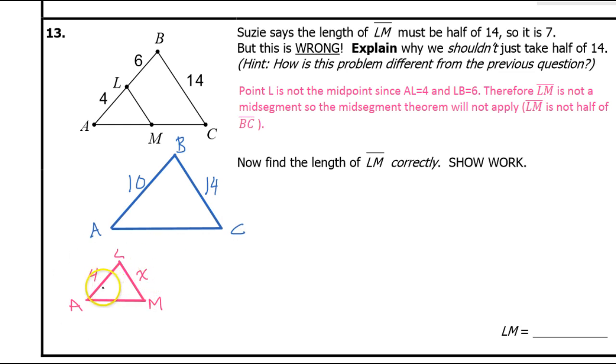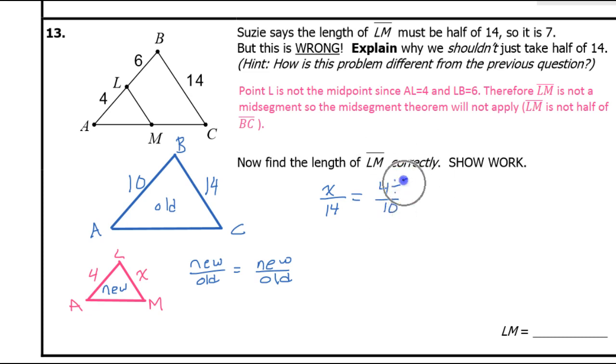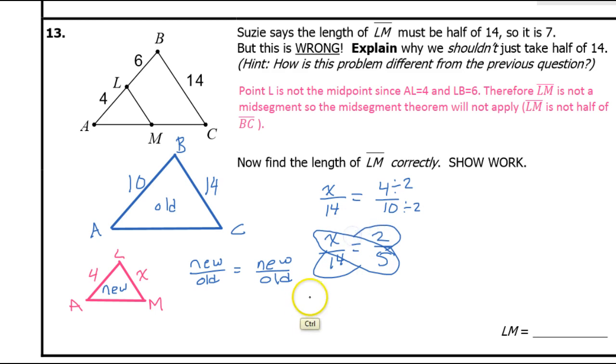So I'm going to consider this to be the new triangle, and I'm going to consider this to be the old triangle, just because I like to say new over old equals new over old, and it's also nice for me when the variables are on top. So new over old gives me x over 14. Then new over old again, this time that's going to be 4 over 10. Both of these are divisible by 2, so that gives me x over 14 is equal to 2/5. If I cross multiply, that gives me 5x is equal to 28. And then it's time to divide both sides by 5.